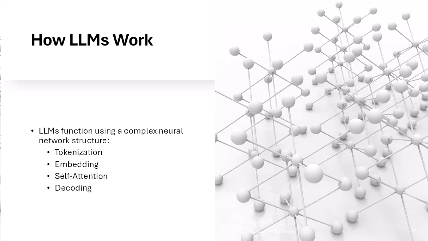Now, decoding is the final stage where the model generates output. During decoding, the model uses all the processed information to predict the next token in the sequence. This process is iterative, right? So it happens over and over again. So each generated token becomes part of the input for the next prediction. The model uses what's called a softmax, a function to convert its internal calculations into probability distributions over possible next tokens, and then selects the tokens based on these probabilities.